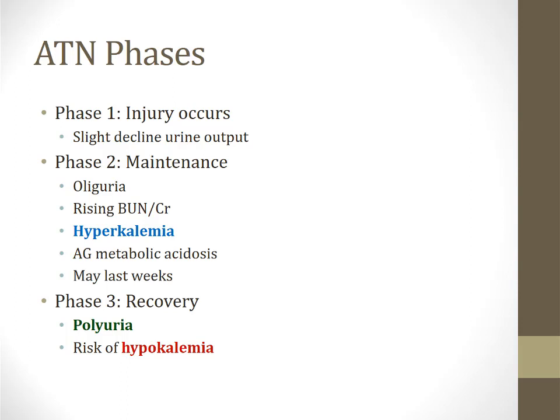Phase 1 is when the injury occurs, so there's ischemia or injury from a drug or toxin, and there's a slight decline in urine output. Phase 2 is called the maintenance phase. This is the longest phase of ATN.